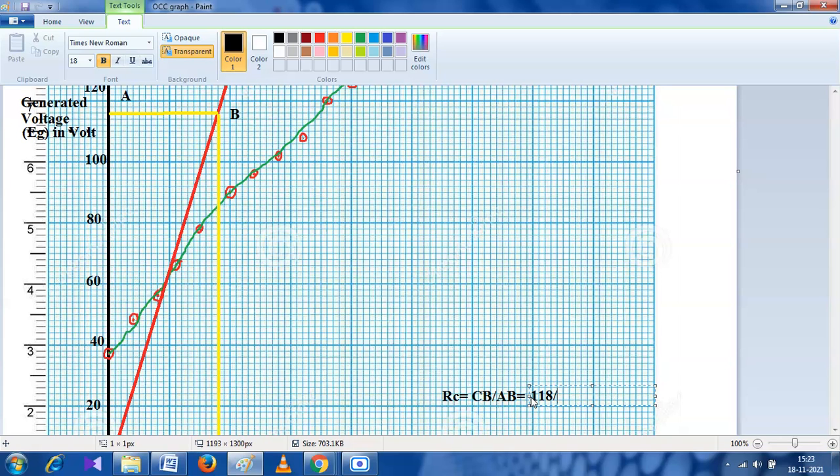And what is the value of field current of that point? Sir, 116. The value of the voltage. Yes, sir. And what is the value of current at that point B? 0.09.